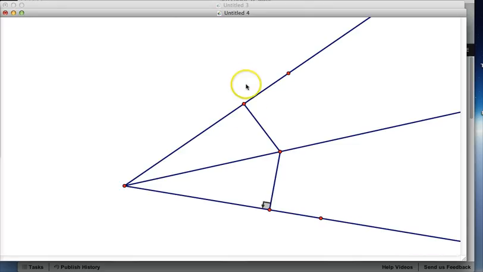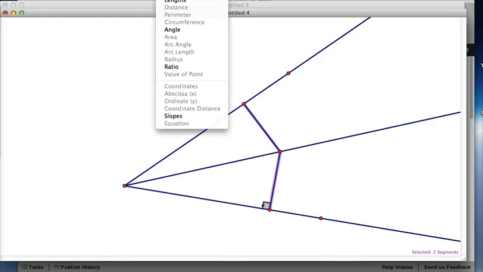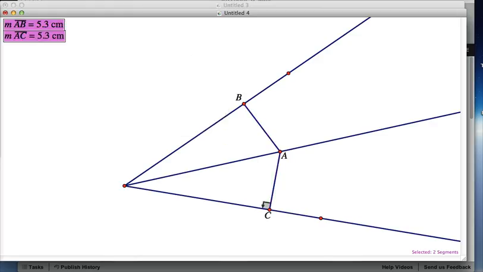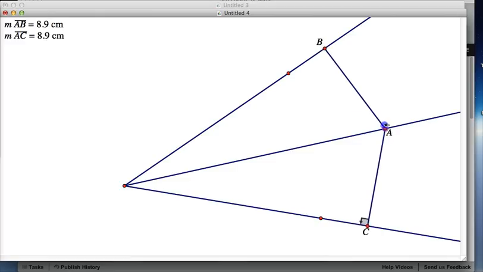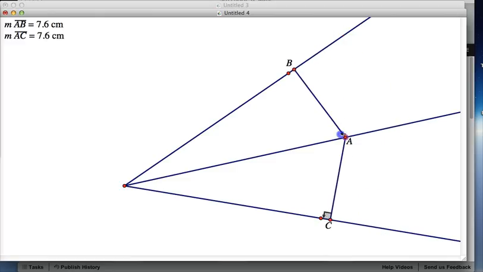Okay, so in any case, I want to measure both of these distances. Okay, we see that they're both 5.3, and no matter where on the angle bisector I place that point, that distance is always the perpendicular distance, and this point is always equidistant to the sides of the angle.